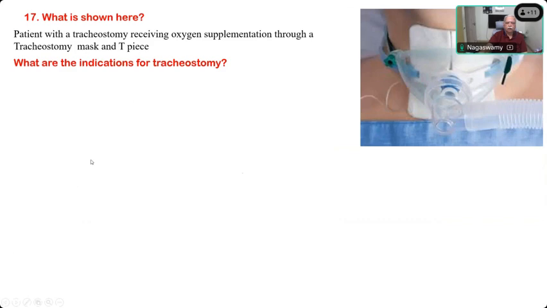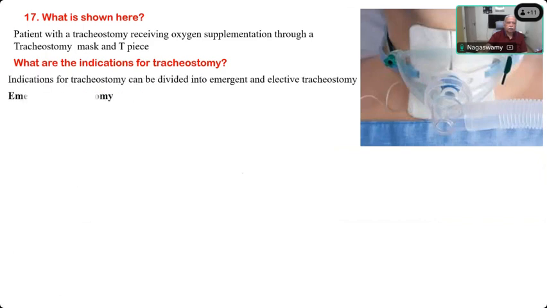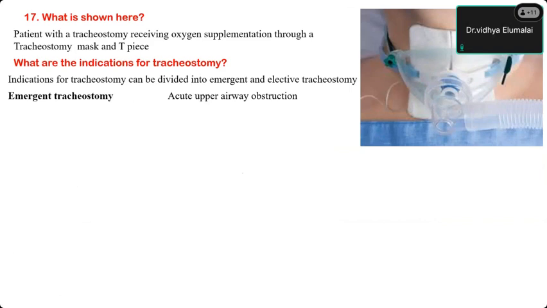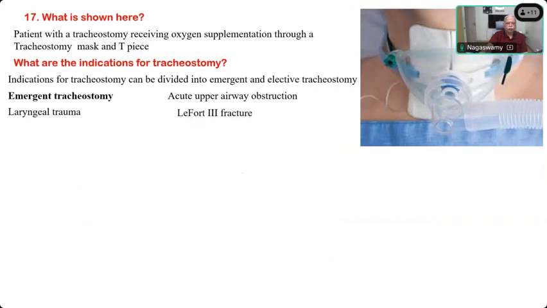What are the indications for tracheostomy? It is classified into elective and emergent. So emergent tracheostomy indications. Sir, facial injury, upper airway obstruction, difficult airway. So acute upper airway obstruction due to any reason. Can be laryngeal trauma. Third is mandible fractures. They're all a part of facial injury.